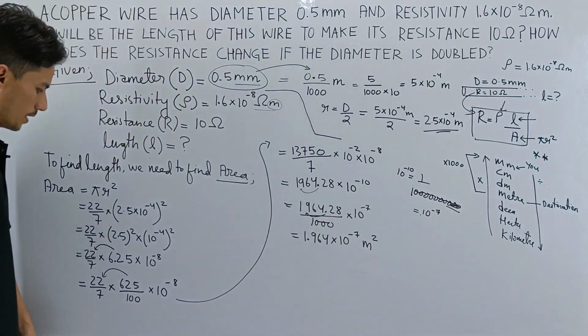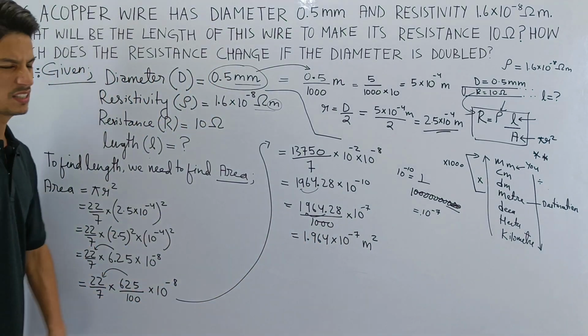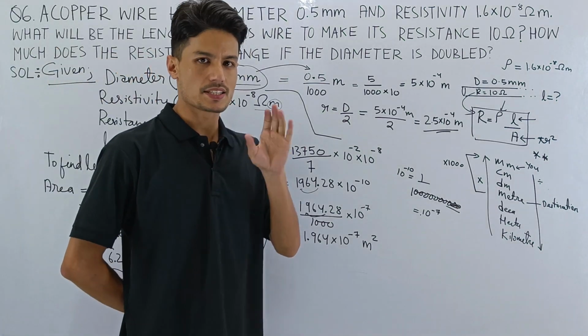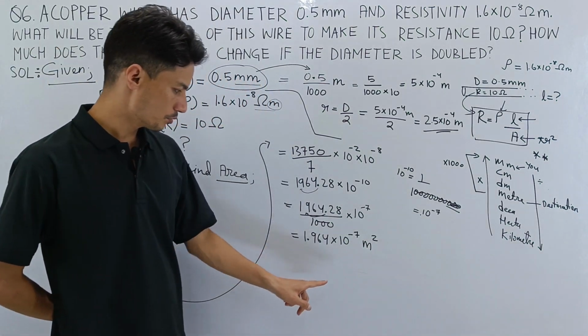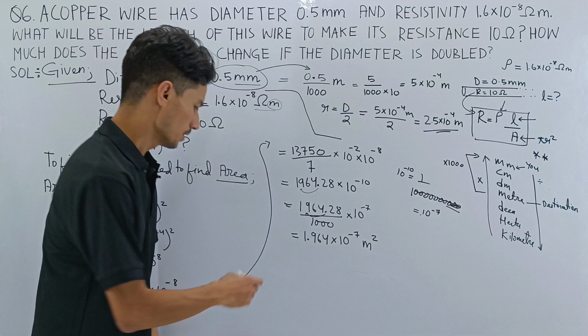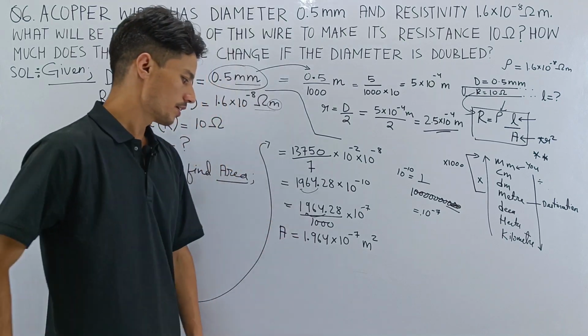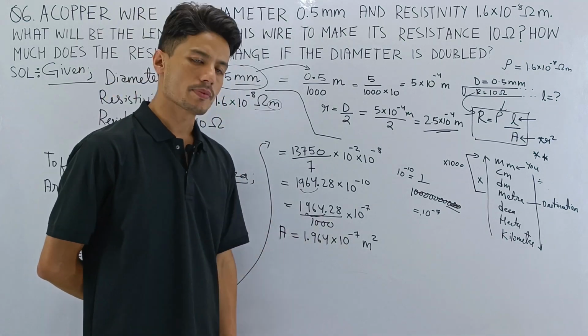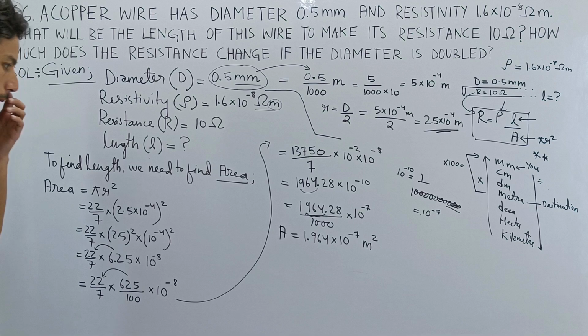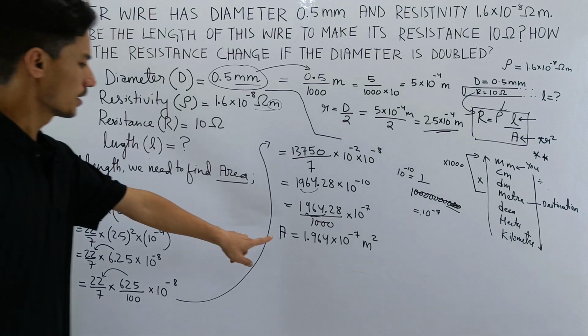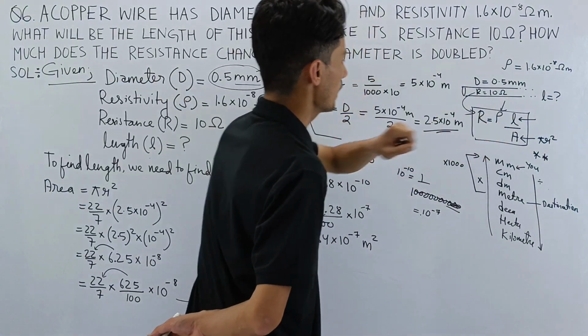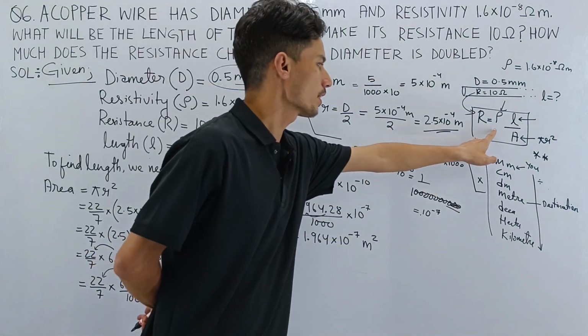But I don't encourage you to write it everywhere because it makes the calculation very messy. So keep it clean, but do not forget to write it in the final answer. This is the final answer for area: 1.964 into 10 to the power minus 7 meter square. Okay, so now if we read the question, we have just found the area. So now we are ready to find L. Okay, so we will use this formula now.